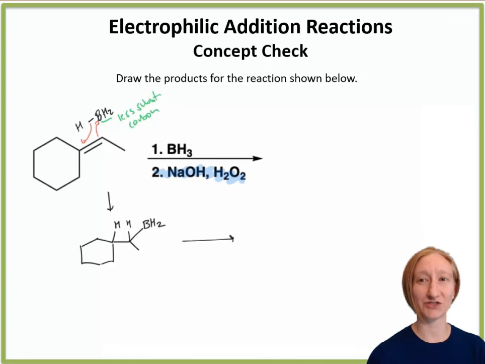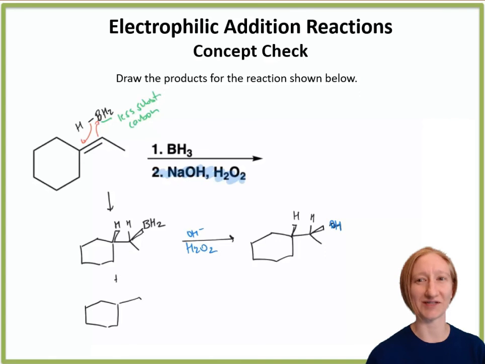From the borane intermediate that results, the peroxide and base will replace the boron with the OH group to form the final alcohol. Then remember that the original addition of borane can occur to either face of the alkene. So we need to be sure to draw the other enantiomer of the intermediate, which will lead to a new stereoisomer of the product.